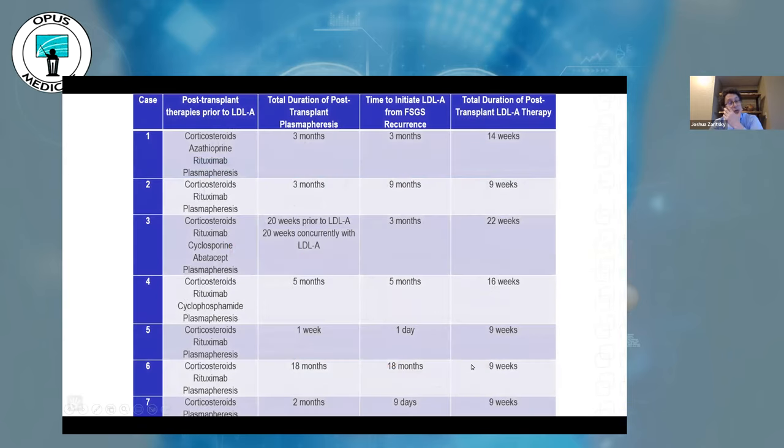This shows you the 7 other patients that were treated between the 4 groups. You can see all patients had received quite a bit of immunosuppression. One patient had even received abatacept. Everybody had been on plasmapheresis. You can look at the duration of post-transplant apheresis here. So one patient had been on post-transplant apheresis for 18 months prior to coming to LDL apheresis.